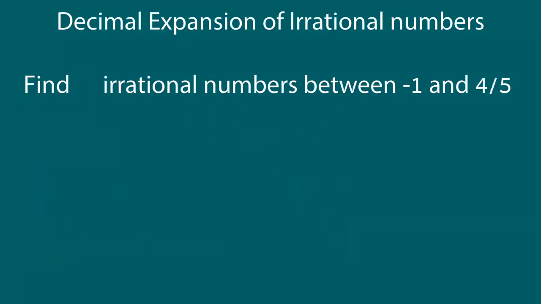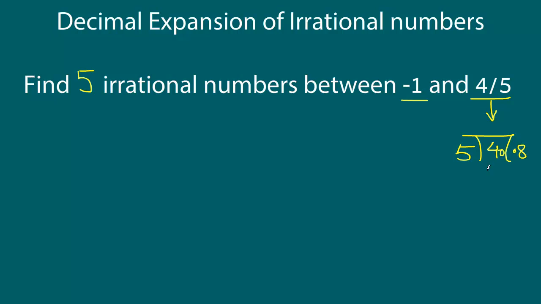Let's take a look at one more example. This time we want to find 5 irrational numbers between -1 and 4/5. This is interesting. Here we have an integer, but this is a fraction. When we have a fraction, the first thing we do is convert it into a decimal number. What is the decimal form of 4/5? We simply have to divide 4 by 5.